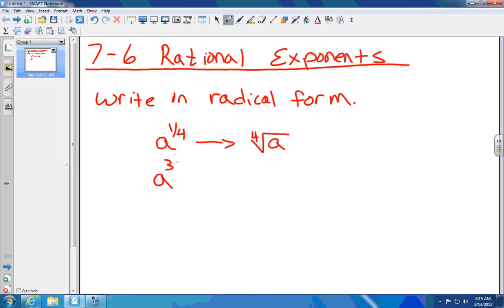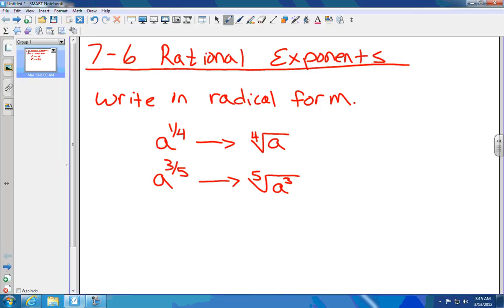So if you had a to the 3/5, and they want you to write it in radical form, obviously you're going to draw the radical. Your base is still a. What would our index be for this one? The index, just the bottom number. So we just have 5, the 5th root, and the top number stays as your exponent. So we have the 5th root of a to the 3rd for that problem.